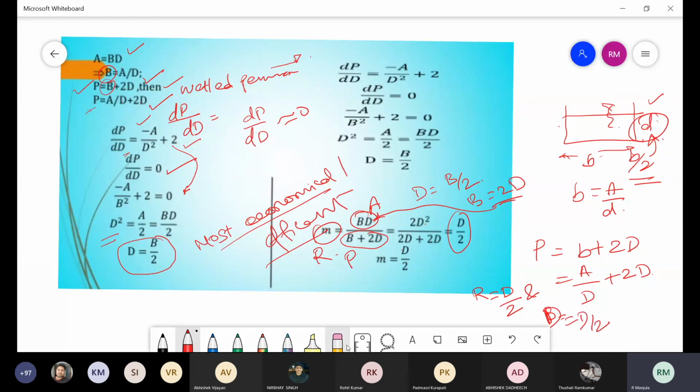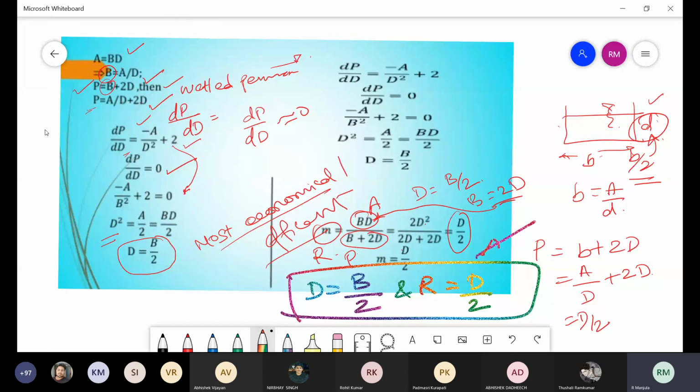So these are the conditions for the most economical cross section. Let me write again. For a rectangular section, R is going to be D by 2 and D is going to be B by 2. These are the conditions for the most economical, efficient cross section for a rectangular section. Is it clear?